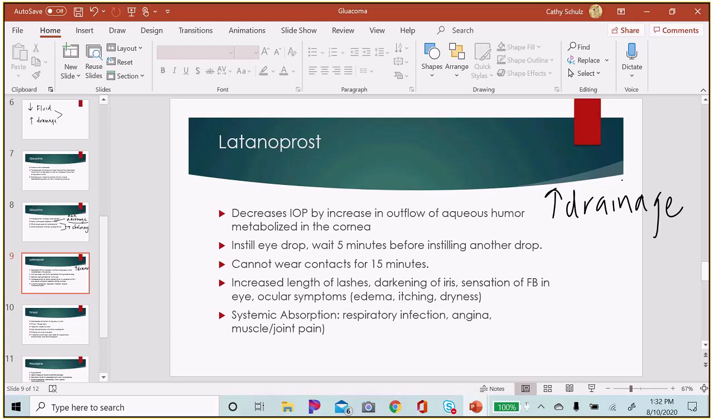If a patient has been on this, they might notice like an allergy sensation or foreign body sensation in their eye, so they get the itching, dryness, and you can get a change in the length of the lashes and darkening of the iris. The systemic symptoms increase the risk of respiratory infection, could lead to chest pain or muscle and joint pain.